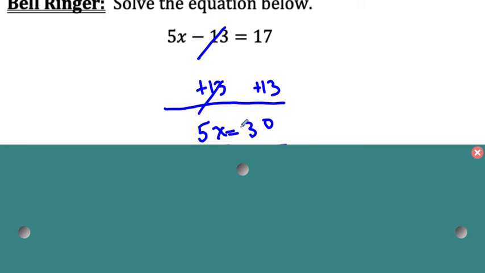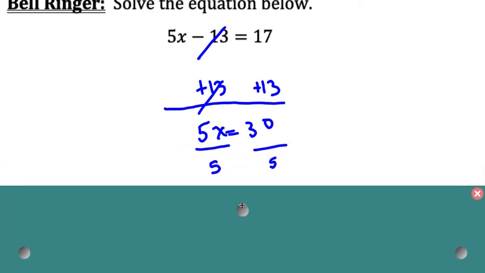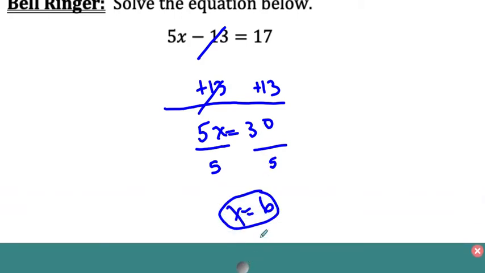Next step to get x by itself, the next thing that we need to do is we need to get rid of this 5. So how is this 5 related to the variable? It's being multiplied. So opposite of multiplication is division. So we will divide both sides by 5. 5 divided by 5 is 1. So we have 1x. 30 divided by 5 is 6. So the answer here is x equals 6.